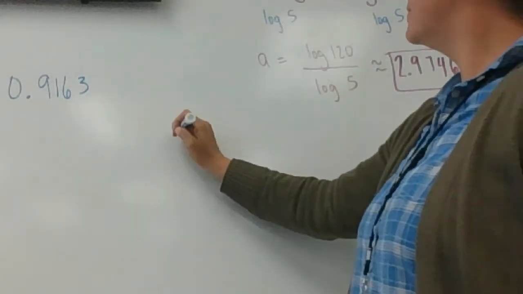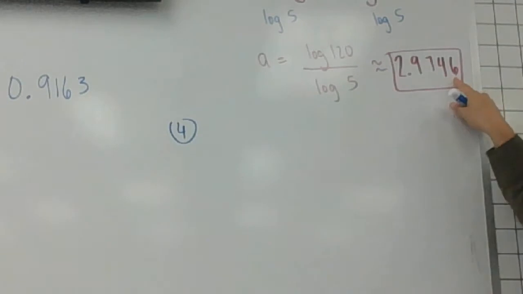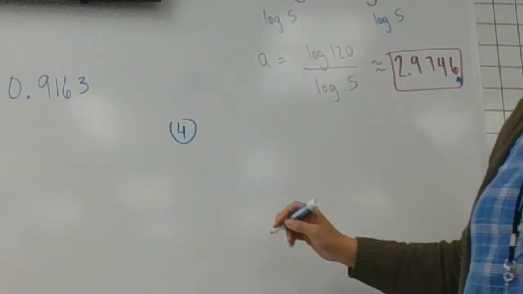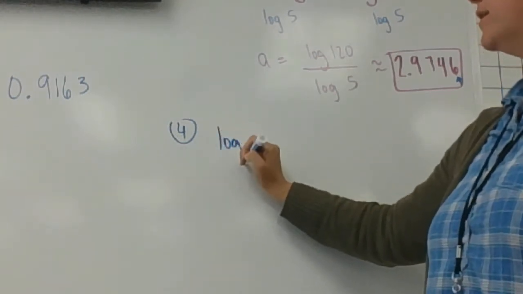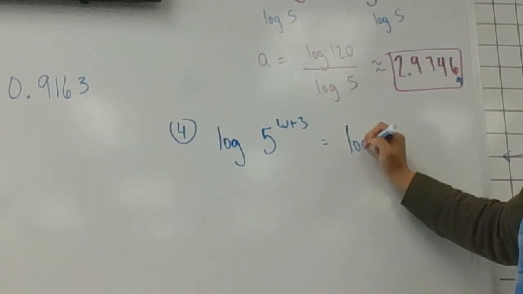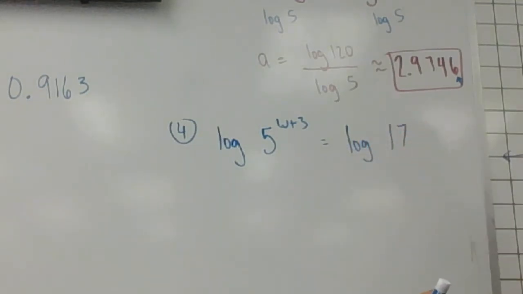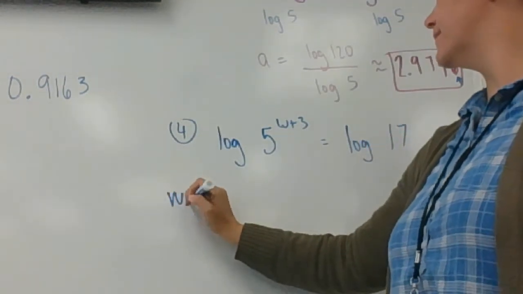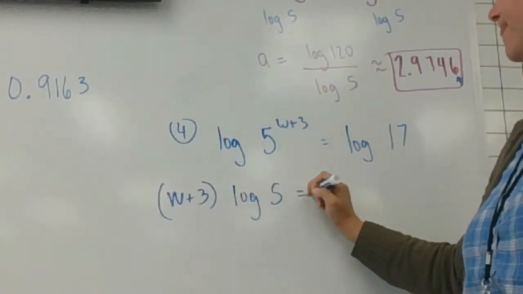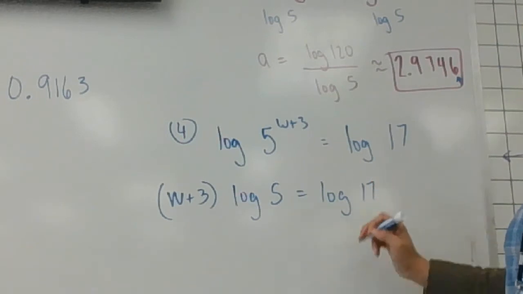Do we round? Just to the 4th spot. You round this number only. Right, log on both sides. Power property. Divide.